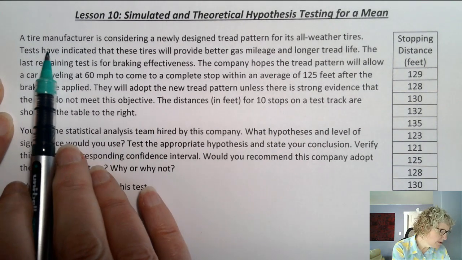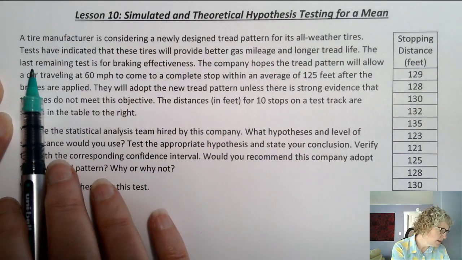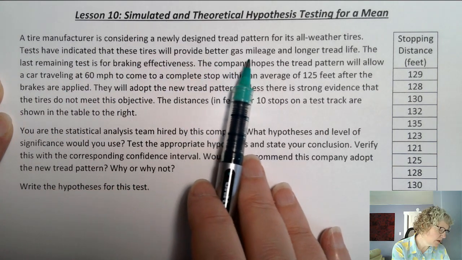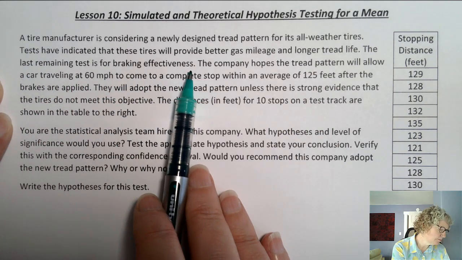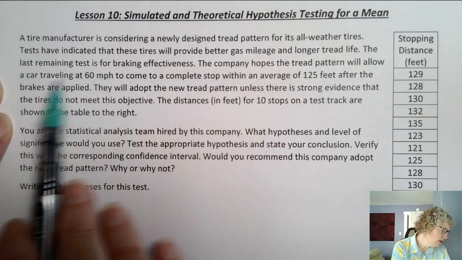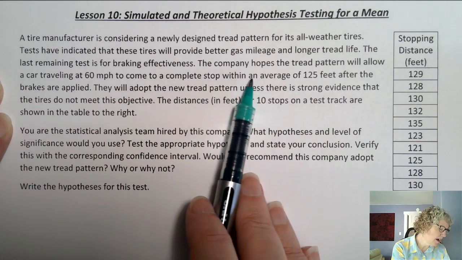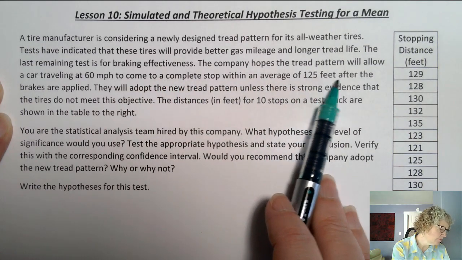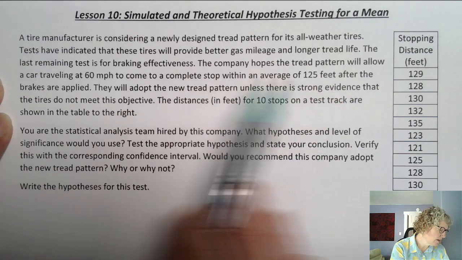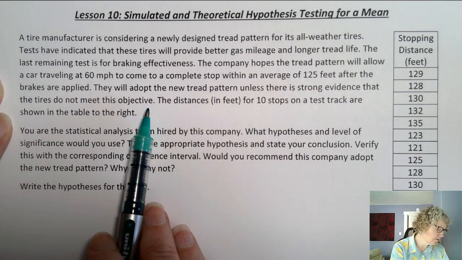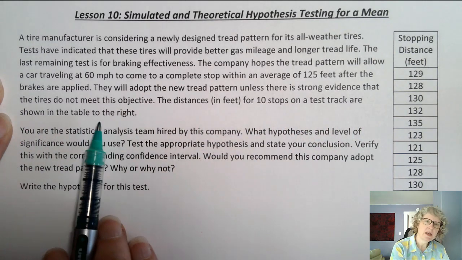A tire manufacturer is considering a newly designed tread pattern for its all-weather tires. Tests have indicated that these tires will provide better gas mileage and longer tread life. The last remaining test is for braking effectiveness. The company hopes the tread pattern will allow a car traveling at 60 miles per hour to come to a complete stop within an average of 125 feet after the brakes are applied. They will adopt the new tread pattern unless there's strong evidence that the tires do not meet this objective. The distances in feet for 10 stops on a test track are shown in the table to the right.